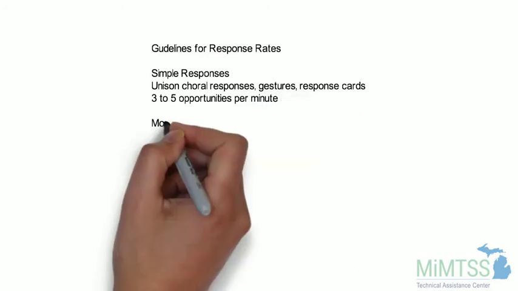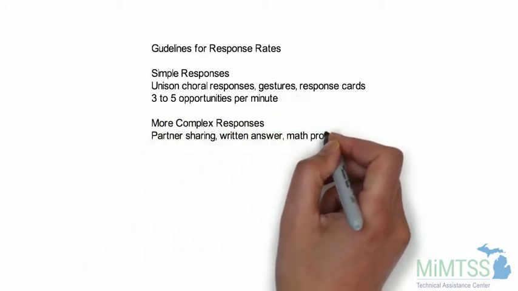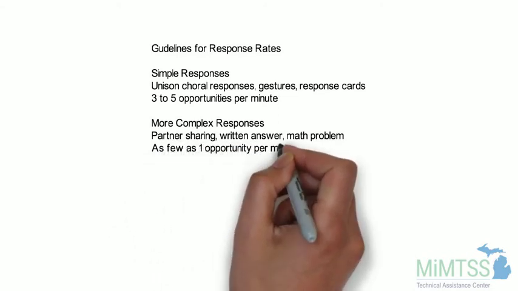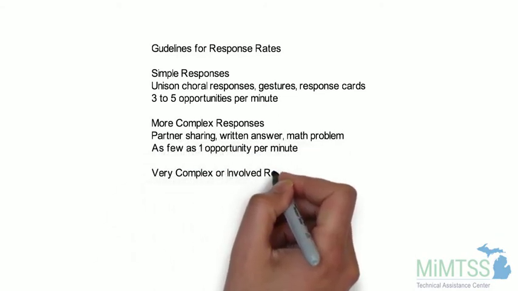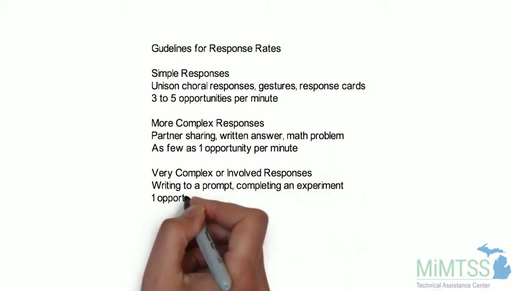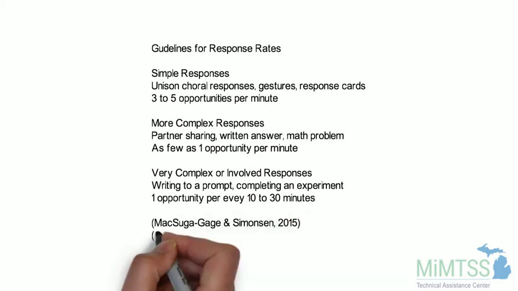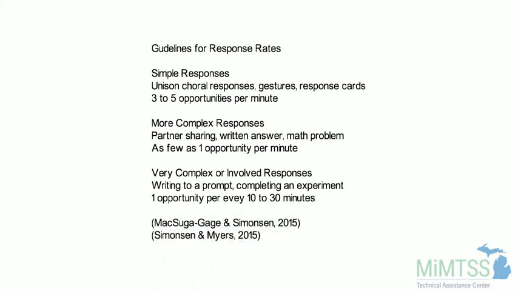For example, a rate of 3 to 5 OTRs per minute for simple responses, whereas a rate of 1 OTR per minute is appropriate for more complex responses, such as partner sharing or writing an answer. In the case of a very complex or involved response, such as a science experiment, the rate of 1 OTR per 10 to 30 minutes is more realistic. Given all of these guidelines, Hayden et al.